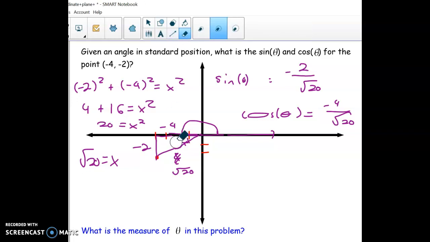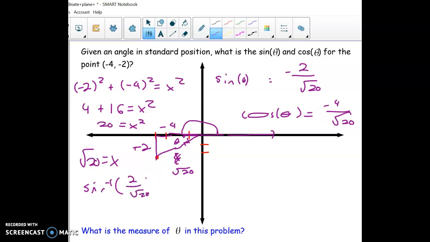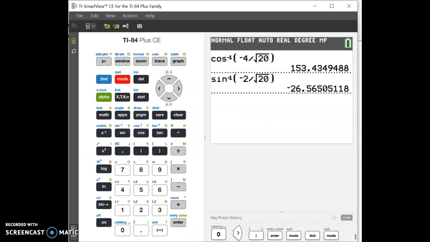Sorry, my picture is such a mess here, but I'm just going to find this angle right here, just that angle. So I'm going to treat this as a positive, and I'm going to do inverse sine of 2 over root 20, okay? And see if that can get just this angle and then add 180 to it. So I'm going to try sine minus 1 of 2 divided by root 20.